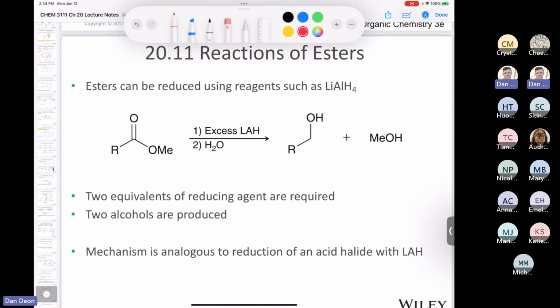Now, we've already seen the reduction of an ester using lithium aluminum hydride, and then excess lithium aluminum hydride followed by water or aqueous acid.